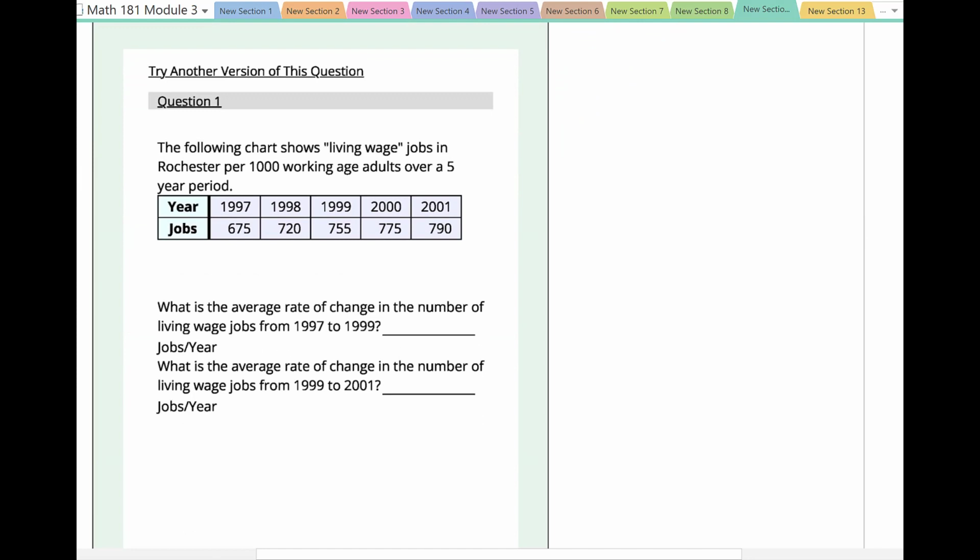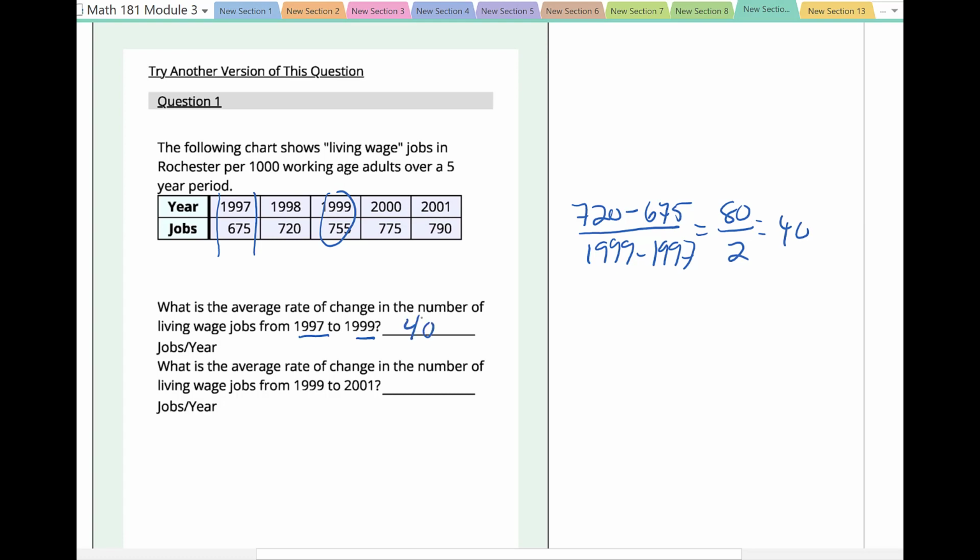Here's another one that talks about the average population change. And really, like I said, I feel like we're taking some steps back because we're talking about average change from 1997 to 1999. So we're looking at from here to there. And so we would do 720 minus 675 over 1999 minus 1997. So 720 minus 675 is 80. So we get 40. So 40 jobs a year.